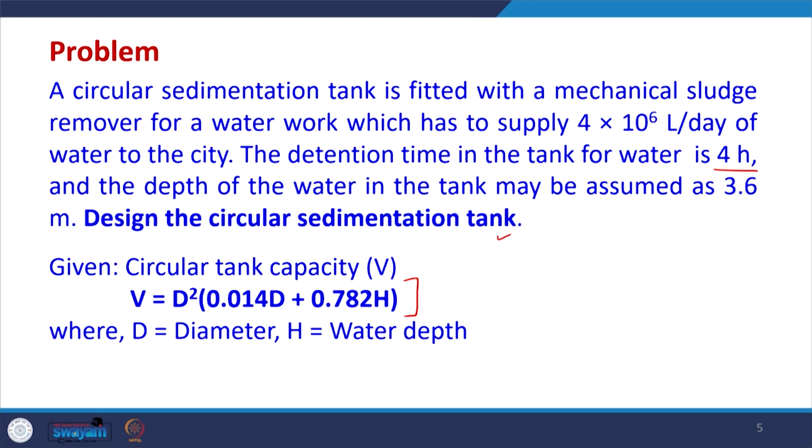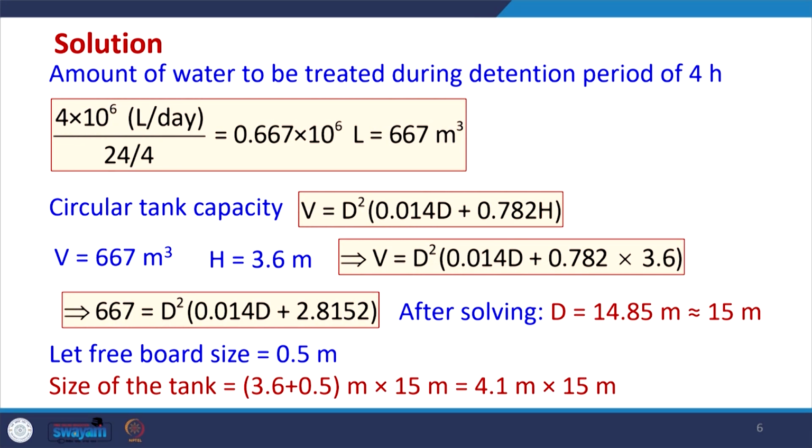Like earlier, we again go ahead and try to find out how much treatment can be done within the detention time of 4 hours. The requirement of water is known, and the detention time is known. So, we calculate as per that, and we found that 667 meter cube of water can be treated in the tank in one go. That means the overall volume of the tank has to be 667 meter cube.